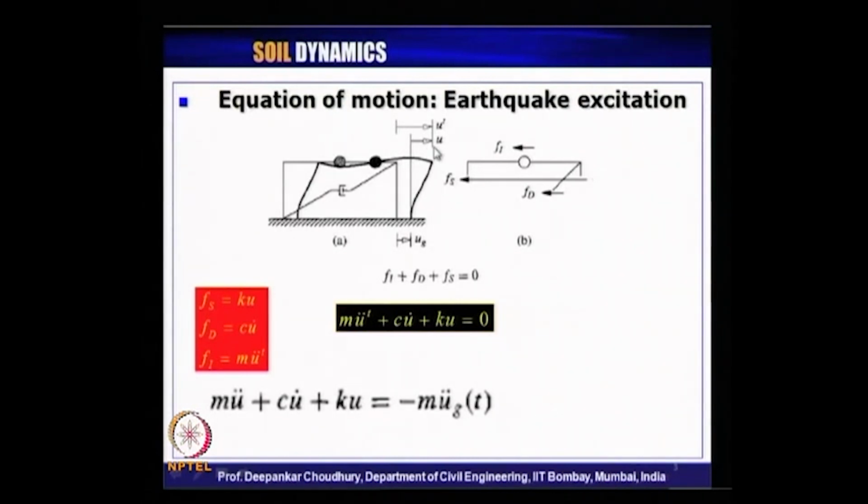So, this is the relative displacement, what we call it, and this u g double dot t is the ground acceleration due to earthquake shaking. So, that creates the forced vibration for this type of problem.